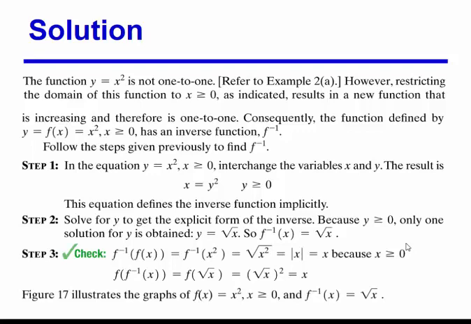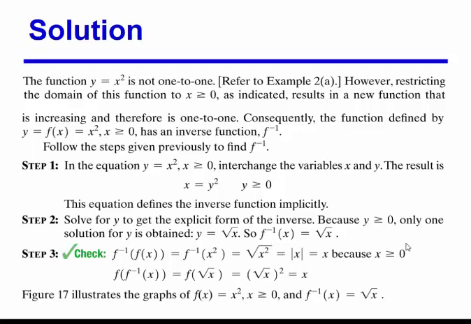So the function defined by y equals f of x equals x squared, as long as x is greater than or equal to 0, has an inverse function. Again, we replace y equals x squared with x equals y squared, y greater than or equal to 0. We solve for y to get the explicit form of the inverse. Because y is greater than or equal to 0, only one solution for y is obtained. So y equals the square root of x, and f inverse of x equals the square root of x.